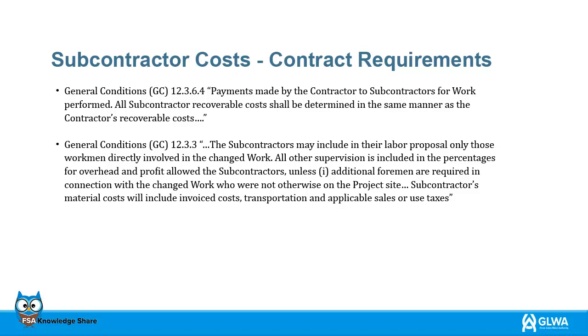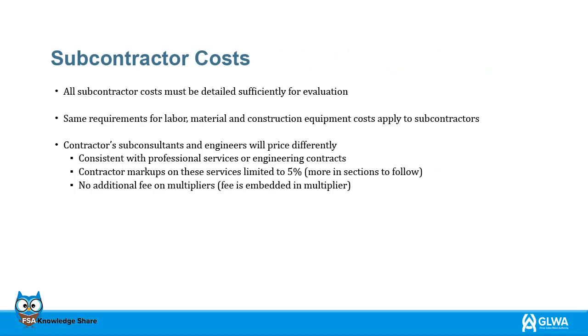Subcontractors' material costs will include invoiced costs, transportation and applicable sales or use taxes. All subcontractor costs must be written out in detail for review. The subcontractors are bound to the same requirements for labor, materials and construction equipment costs that our contractors are. The contractor's subconsultants and engineers will price differently, and they will be consistent with professional services or engineering contracts. There is a 5% limit on any contractor markups on these services. The fee is embedded in the multiplier, so there will be no additional fees on multipliers.